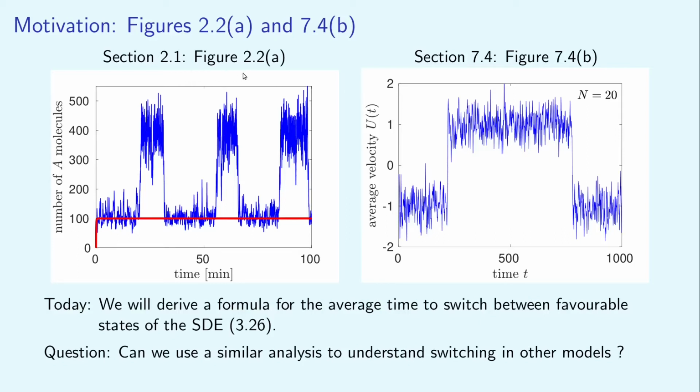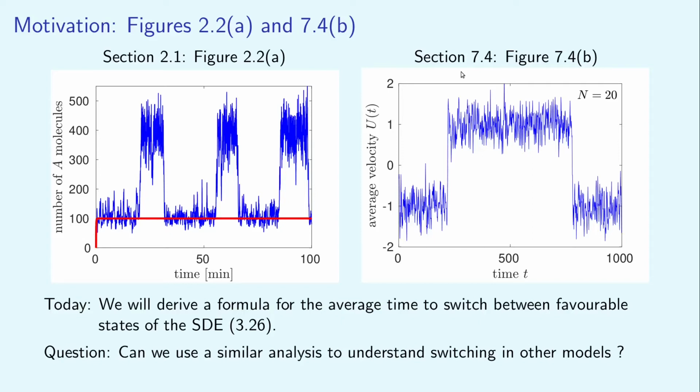In this model, we plot the number of molecules of a chemical species as a function of time, and we observe switching between states with lower number of molecules and higher number of molecules. The parameters were chosen so that there are some quantitative similarities with the SDE 3.26, with the lower favorable state being around 100 molecules and the higher favorable state being around 400 molecules.